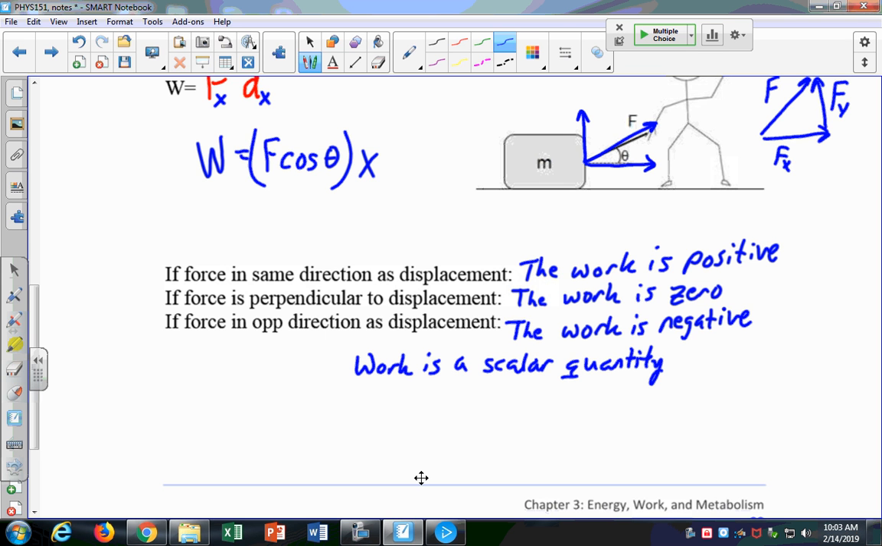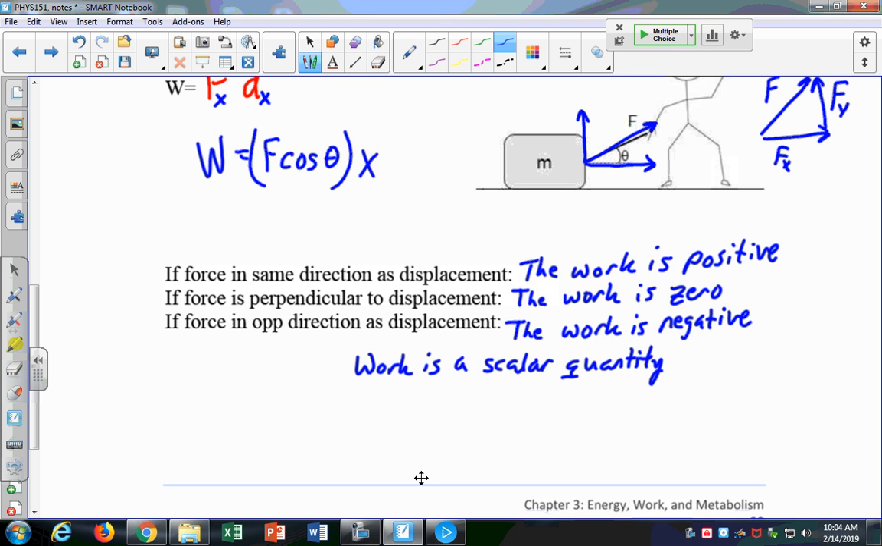What does scalar mean? We saw that back in chapter 1. We had scalars and we had vectors. Vector quantities have a magnitude and a direction. That's the special thing about vectors. But what are scalar quantities?